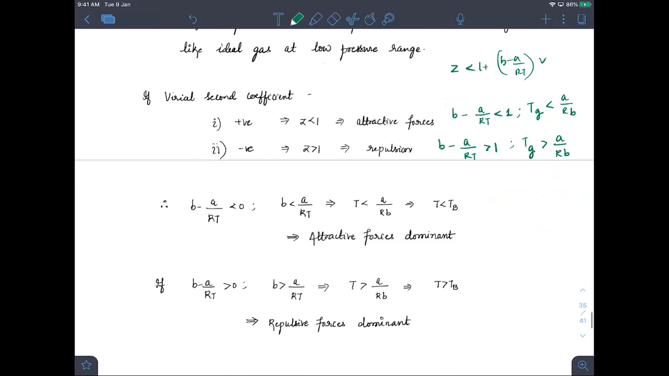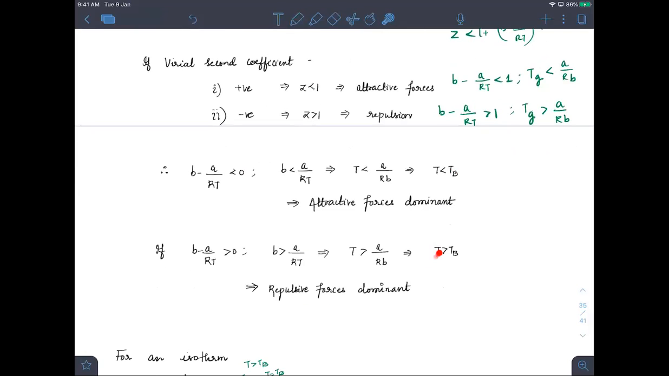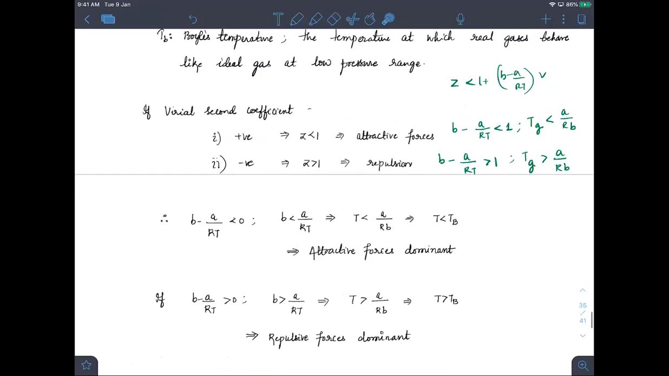What is this telling us? See, if this value is less than 1, temperature of a gas is less than Boyle's temperature. Got it? So Z is less than 1, we know attractive forces are dominant, correct? So if the temperature of the gas is less than Boyle's temperature, attractive forces will be dominant. While if the temperature of a real gas is greater than Boyle's temperature, repulsive forces will be dominant. This is what mathematically we can conclude.